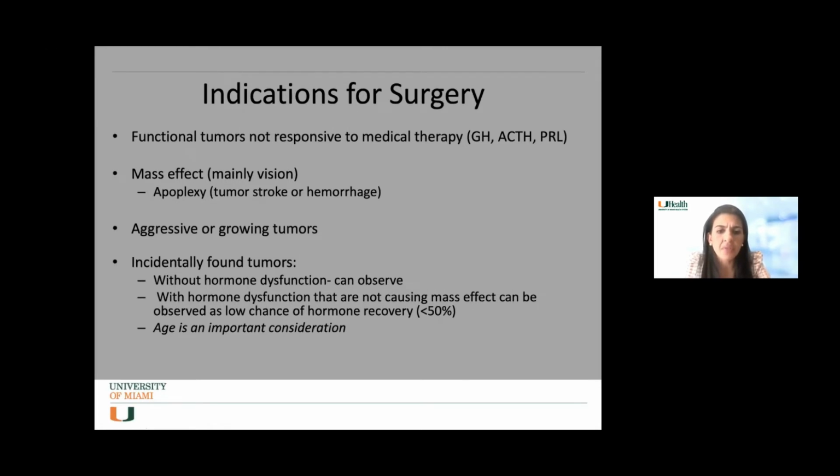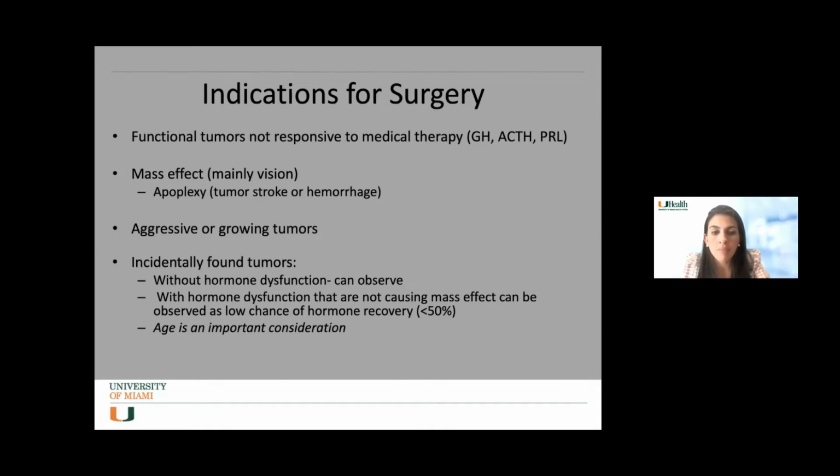Now, the incidentally found tumors, what do you do with those? It's pretty clear-cut that if you have an incidentally found tumor that's not causing any mass effect or any hormone dysfunction, you can observe this. You can just watch it. You make sure to get the whole endocrine panel. You make sure to get an ophthalmologic evaluation if you have any concerns, or if you just want to get a baseline test, but you don't really need to operate on this right away.